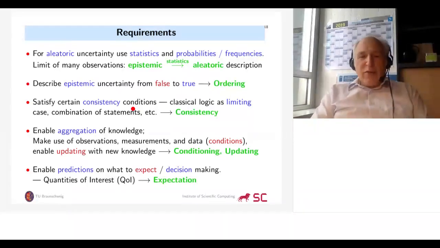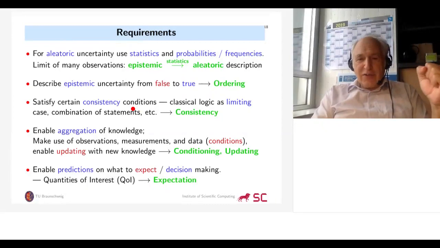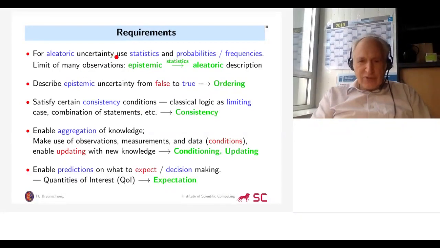Now let's see what requirements we have for this kind of randomness. It's especially the epistemic randomness where there are discussions about how to do this, because for aleatoric uncertainty, it's sort of universally accepted that we use statistics and probabilities of frequencies to describe this. Epistemic uncertainty is uncertainty because we don't know something. But if you could observe what you don't know, one of the wishes you'd have is that this epistemic uncertainty becomes like an aleatoric description. So with more and more observations, you want something which looks like an aleatoric description.